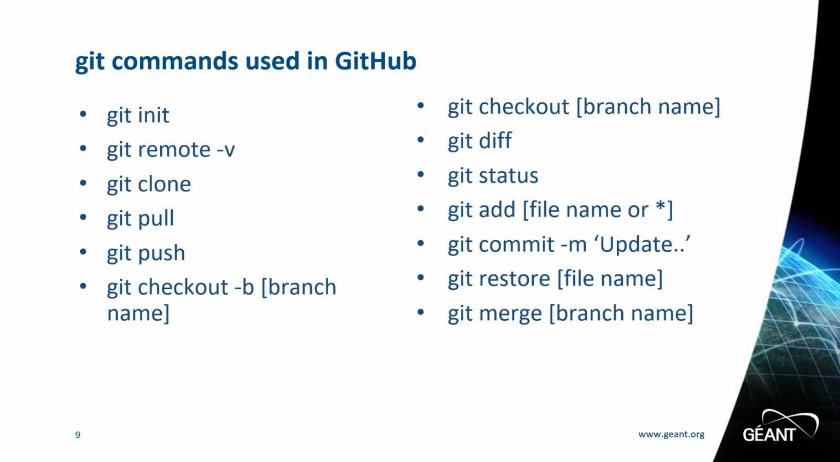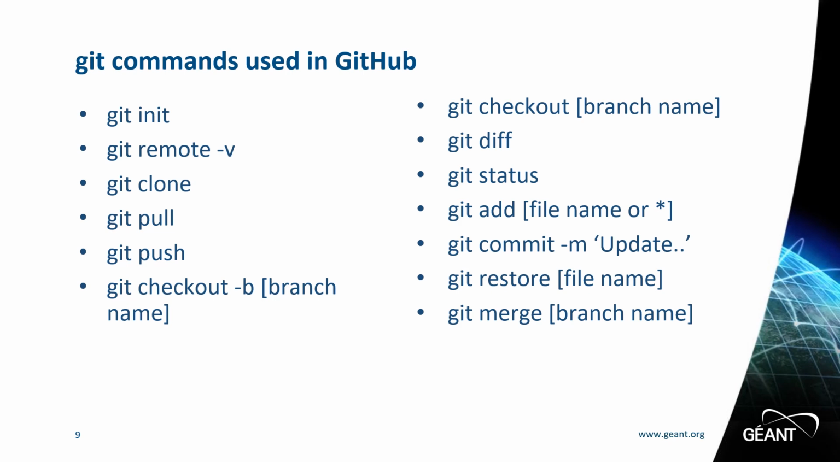To create a new branch, use git checkout -b with a new branch name. And to change the working branch, use git checkout and the branch name. Git diff displays the differences between the most recent version you pulled and the local unstaged changes. What is unstaged? Changes that have not yet been placed on the staging area, the index. Git status can be used to determine which files were modified, while git add with a file name or star is used to add a file or folder to the staging area.